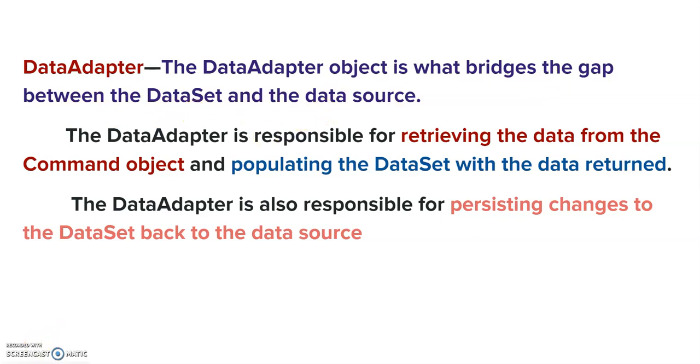As you know, the data set is storing disconnected data. As it is disconnected data, you need to have a consistent data set, because the data source might have been updated and your data set has not been updated. In that case, the data adapter will fill this gap. The data adapter looks at the data source to check whether there are any changes. If there are some changes in the data source, those changes will be updated into your data set. That is the function of the data adapter.